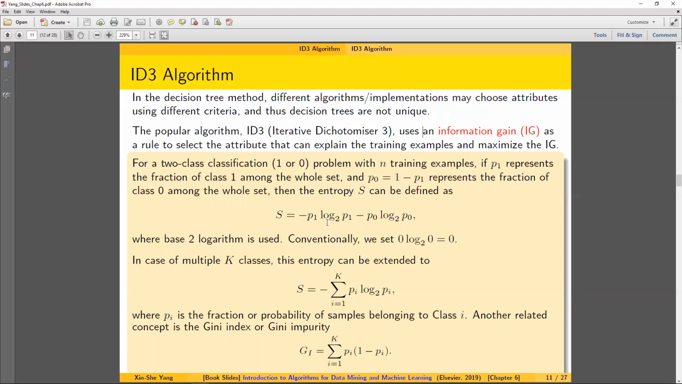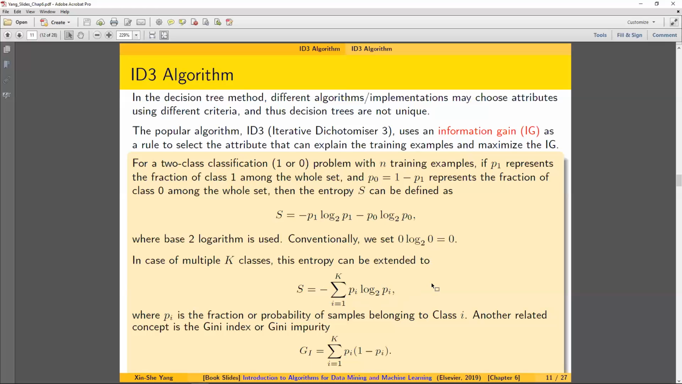Entropy is minus the discrete value probability P1 times log 2 P1, plus, with a minus sign, the second probability term. So that's our entropy definition. And in the case of multiple k classes, we can do the same: the summation of every pi times log 2 pi, i from 1 to k, with a minus sign. And pi is the fraction or probability of samples belonging to class i.